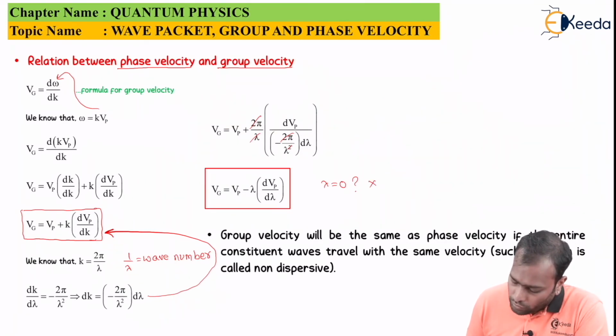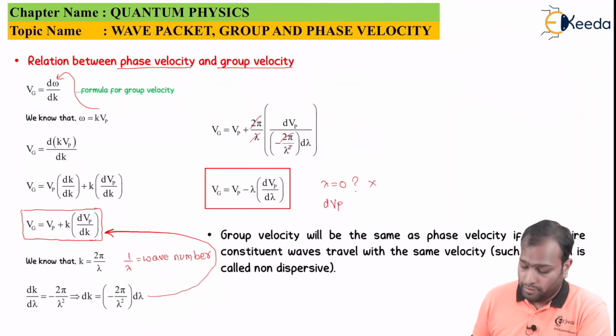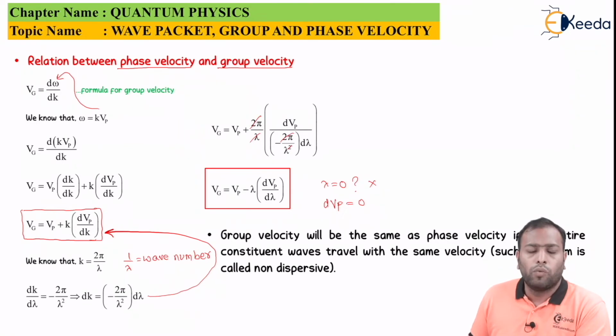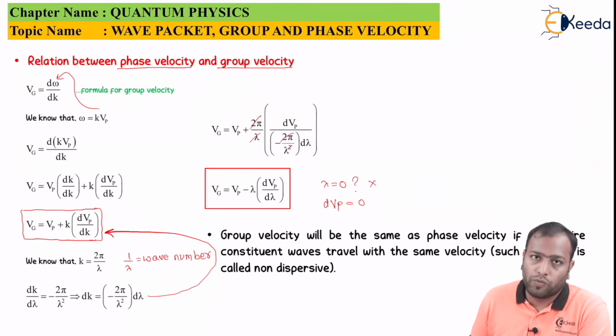It could be the case wherein dVp is equal to 0. Now, what is dVp? dVp is the change in the phase velocity. Now, what is change in the phase velocity? Let's say, suppose a wave packet is composed of two waves, wave 1 and wave 2.